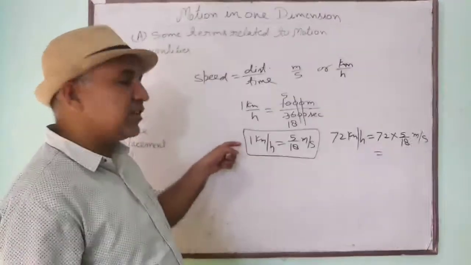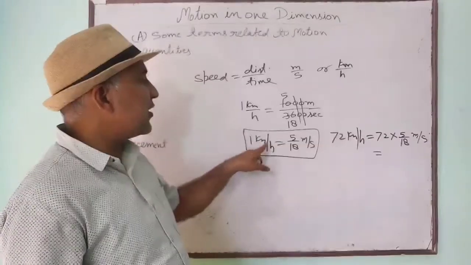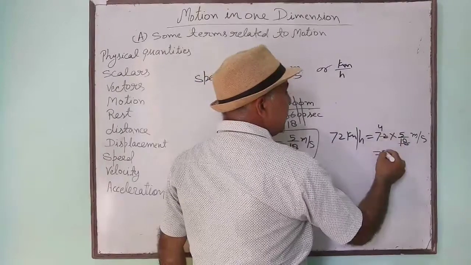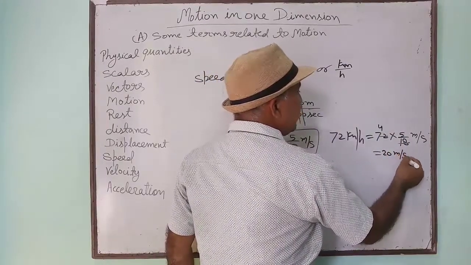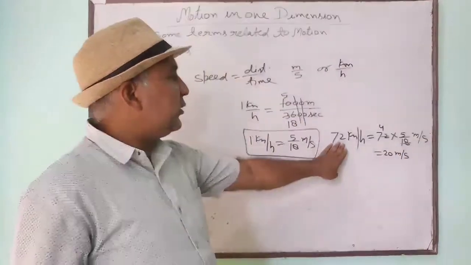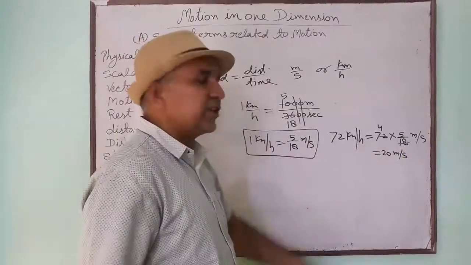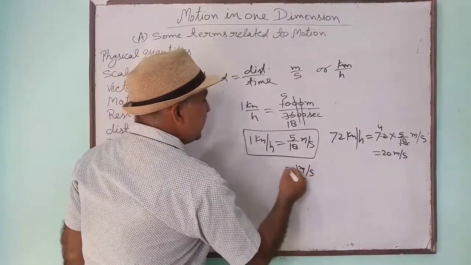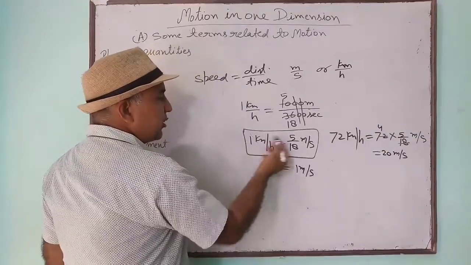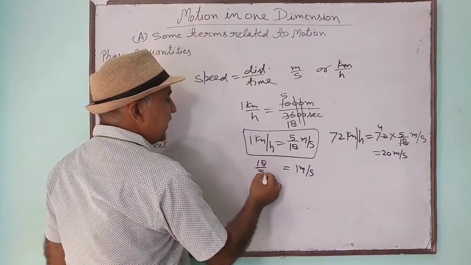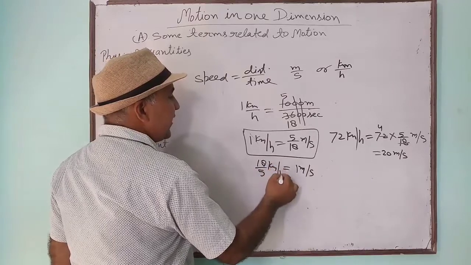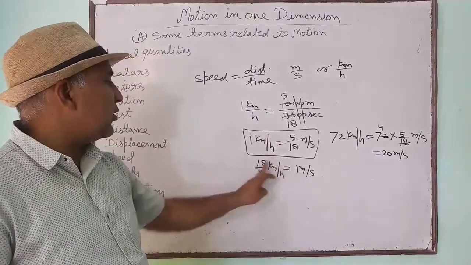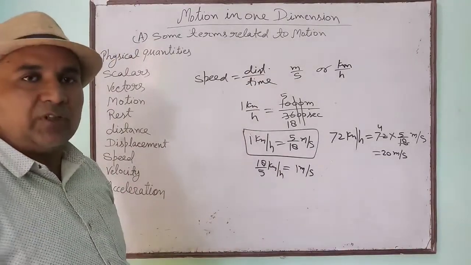That is why learn this term. 1 kilometer per hour is equal to 5 by 18 meter per second. Now 18 dividing it by 4 means 20 meter per second. 72 kilometer per hour is equal to 20 meter per second. And 1 meter per second will be equal to, by cross multiplication you can see, 18 by 5 kilometer per hour.